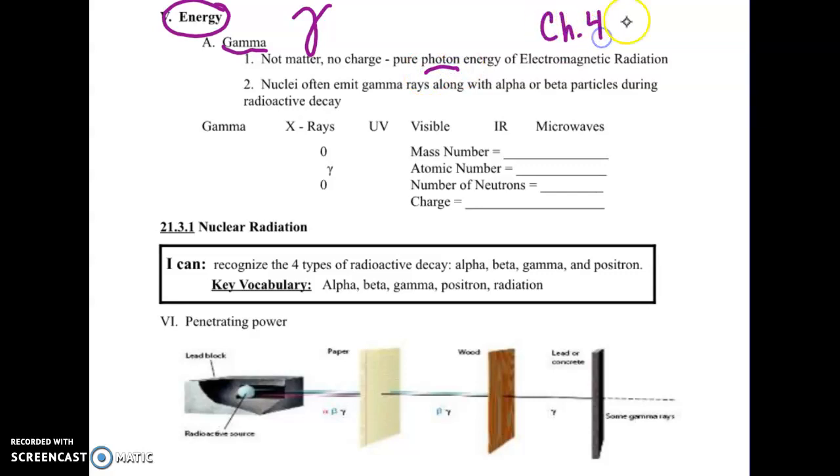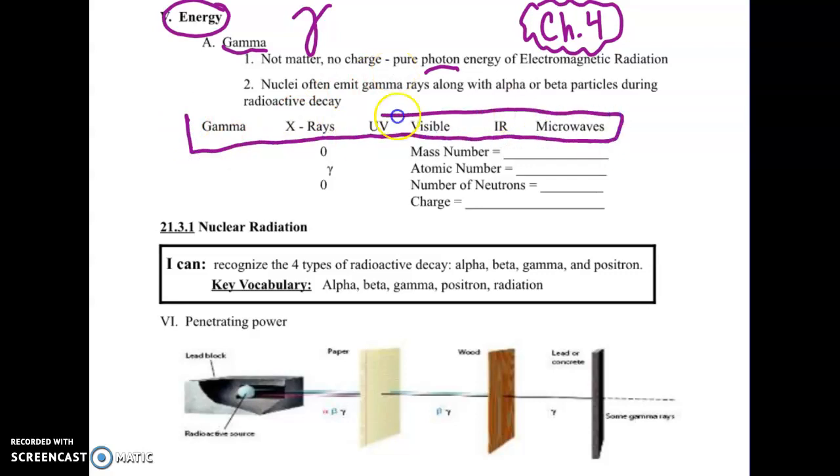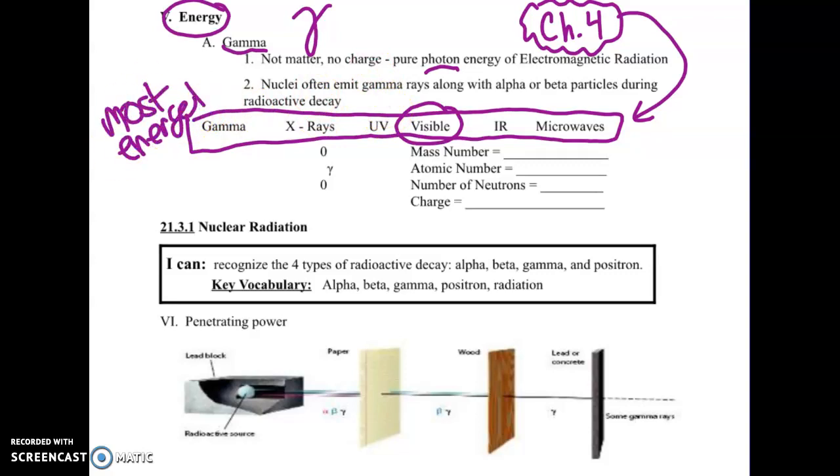We'll study this a lot more in chapter 4, so just keep that in your mind right now. It is a form of pure energy, kind of similar to how light is energy. Nuclei often emit gamma rays along with alpha or beta particles during radioactive decay. So you can get it with particles, but you can get it just by itself. Part of the electromagnetic spectrum, which we'll cover in chapter 4, we can only see visible light. Infrared and microwaves are longer forms of radiation. UV rays, that's what burns your skin from the sun. X-rays and then gamma rays are the most energetic. These are so energetic they can actually interfere with your DNA and cause mutations.